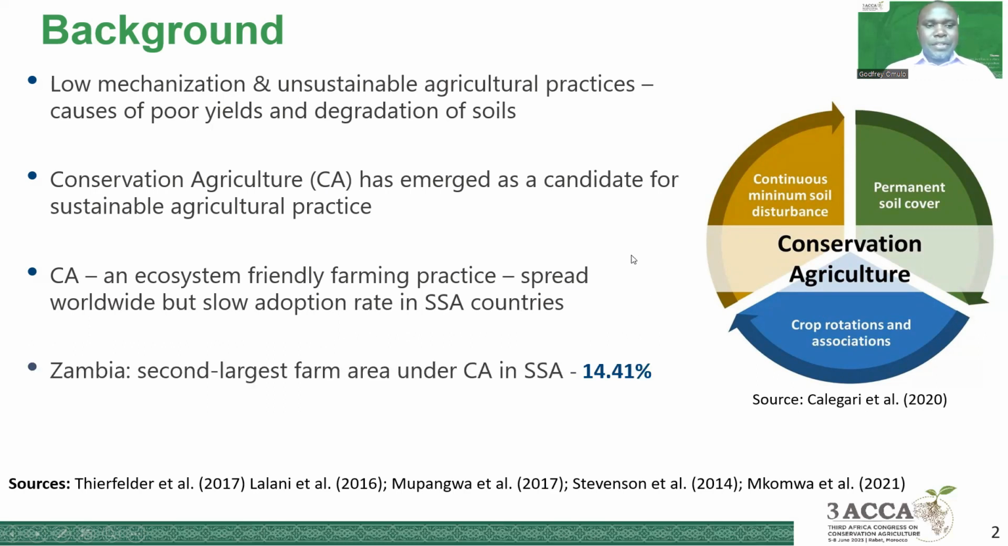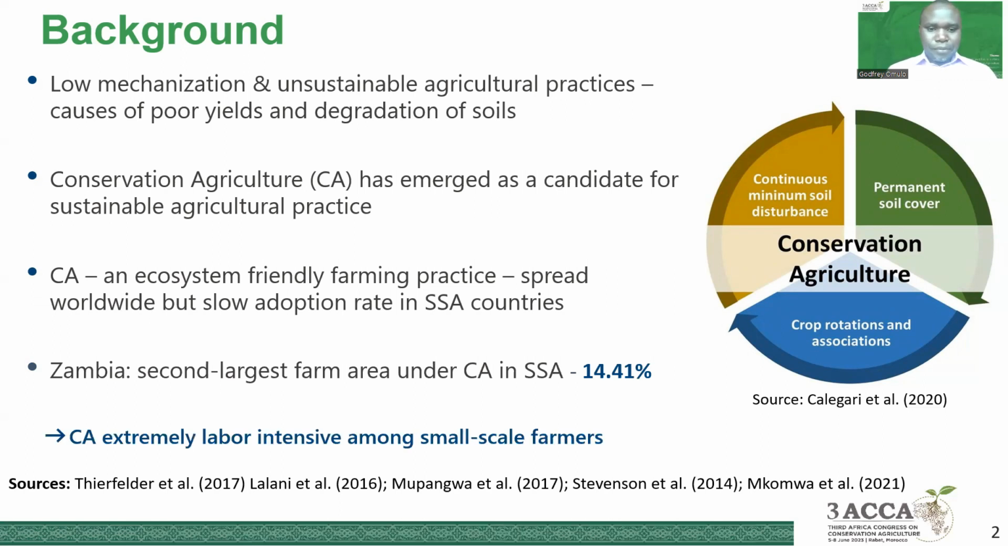Now, among the countries where conservation agriculture has been promoted for a long time is Zambia. So with over 3 decades of promotion, Zambia is rated the second country with the largest farm area under CA after South Africa. Presently, 14% of arable land is considered to be under CA.